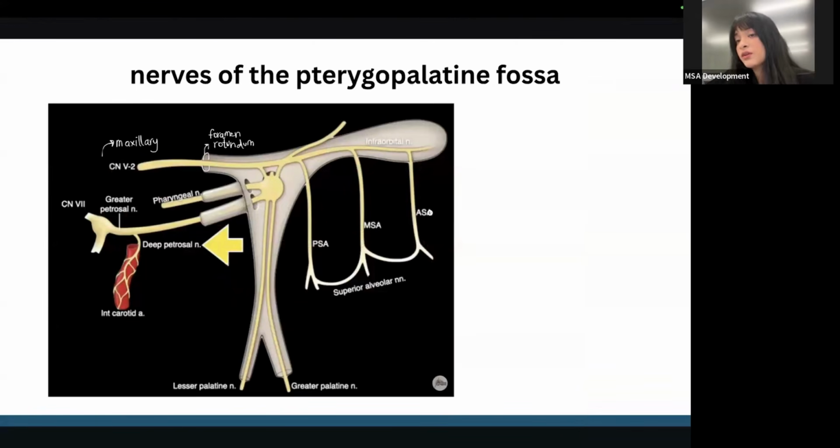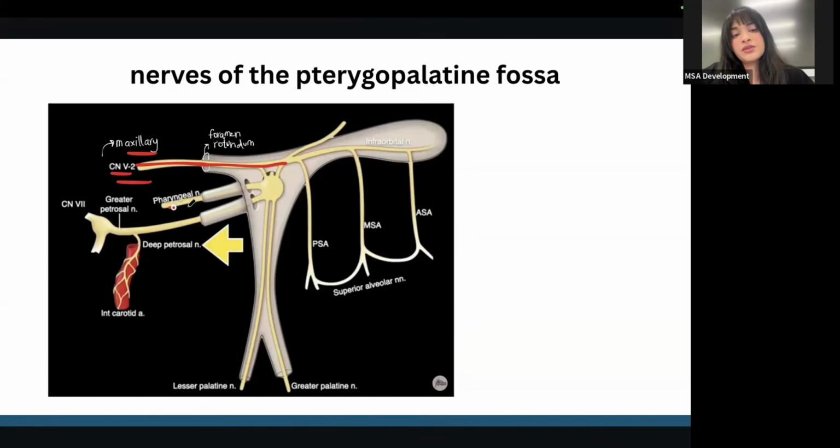Now, let's look at some of the nerves, because we have to. Cranial nerve, trigeminal division number 2 is the maxillary nerve, right? The maxillary nerve is going to go through the foramen rotundum. It's going to go in. Okay, so this is what happens initially.